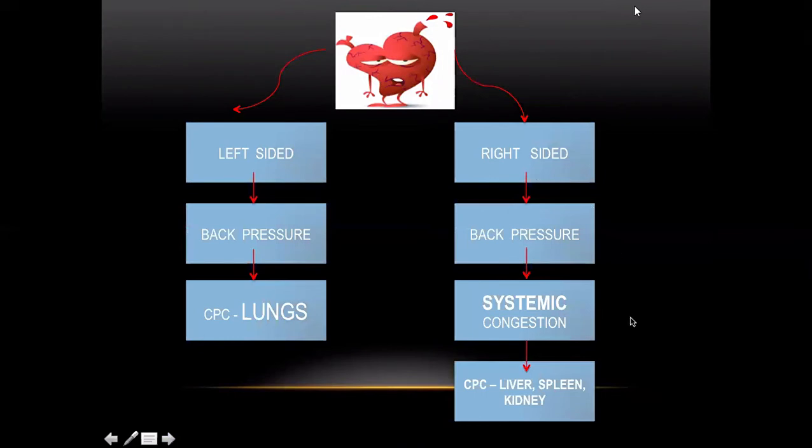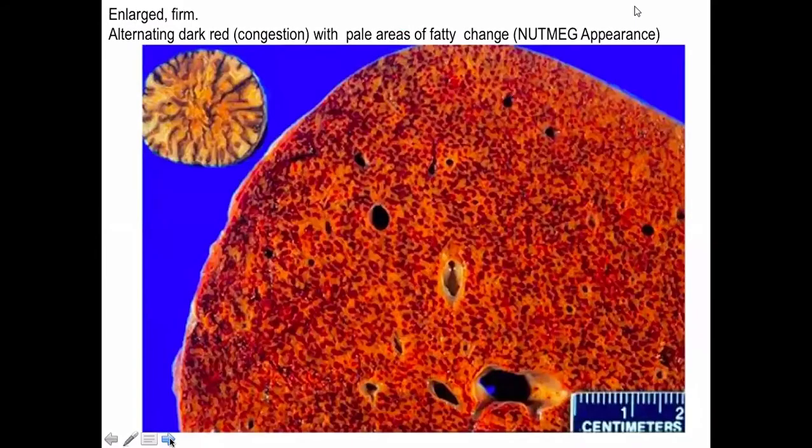When the blood goes back into the systemic circulation, of course, you have the liver. So in the liver, imagine the blood goes there and accumulates. So what happens? There is an alternating dark and red and white. No? There will be a dark, white, dark, white, dark, white, until it produces what we call a nutmeg appearance.